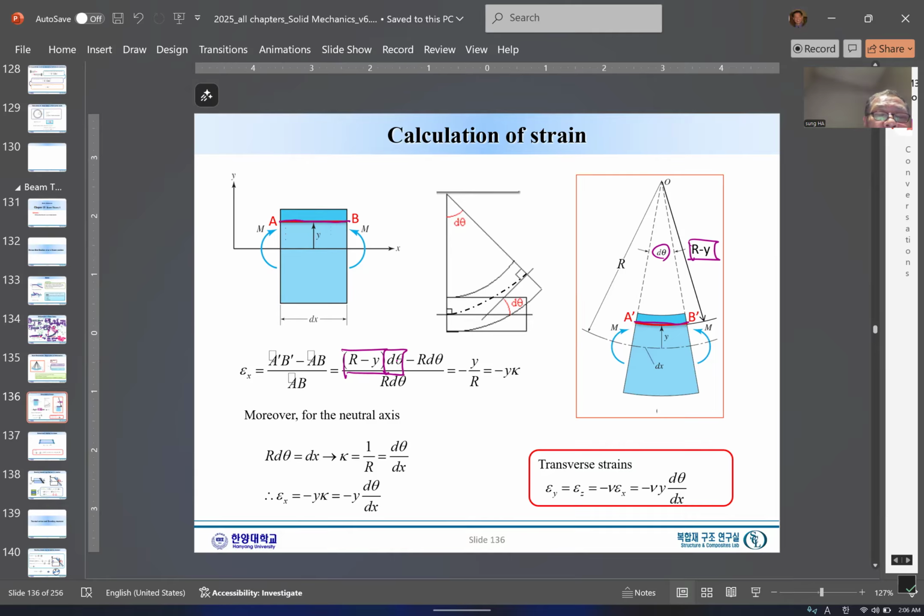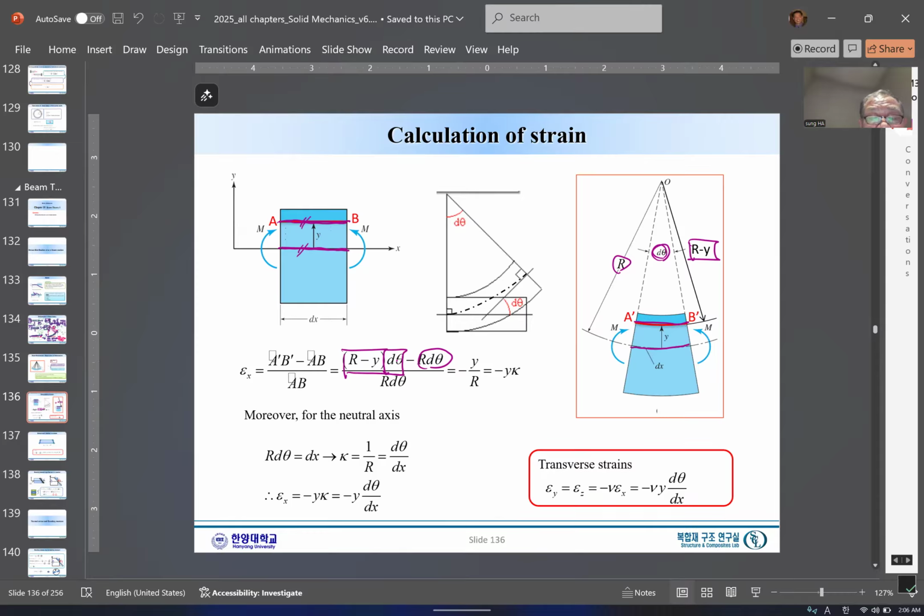R minus y is this one, and then d theta will simply give us the length of A'B'. And then before deformation, this one's length was like that. Now here is the important point. The length of AB will be the same as this neutral axis. This line and this line will be the same. So the length of this one will be simply R times delta theta. So the difference will be (R minus y) delta theta minus R delta theta.